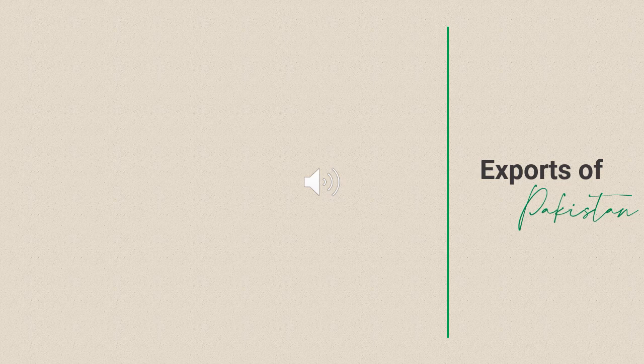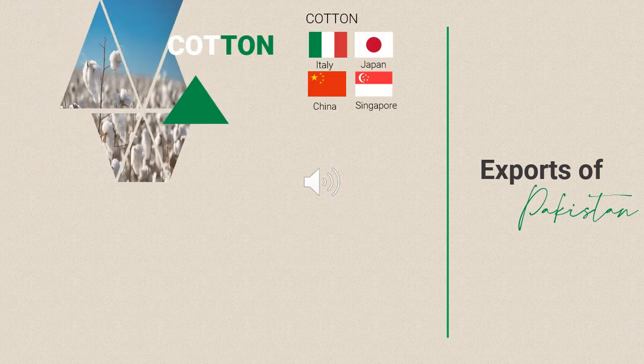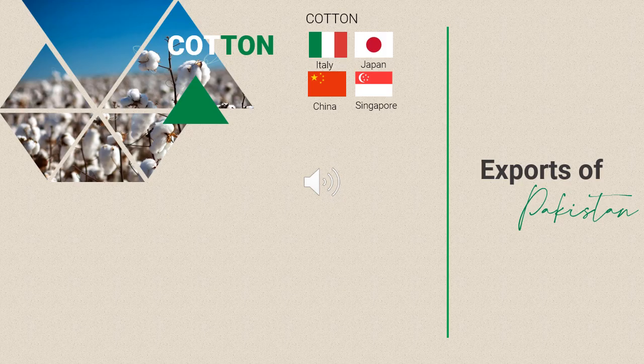As we know that Pakistan is an agricultural country, so a large portion of our exports consists of agriculture raw material like cotton. Cotton is the backbone of Pakistani economy. Pakistan is the fourth largest producer of cotton in the world. 5% of world's cotton is produced in Pakistan. It is an important cash crop of Pakistan and a considerable part of foreign exchange is earned through its exports. Pakistan exports cotton to Japan, China, Singapore and Italy.